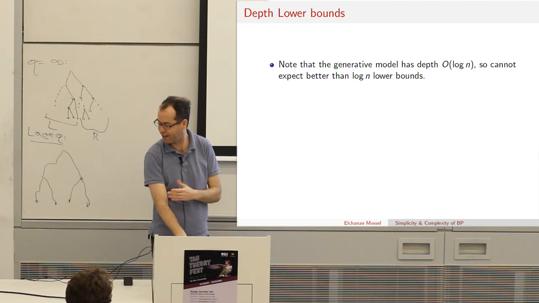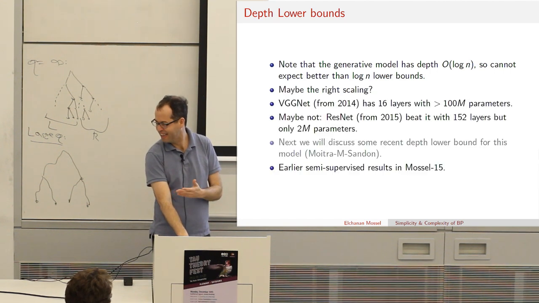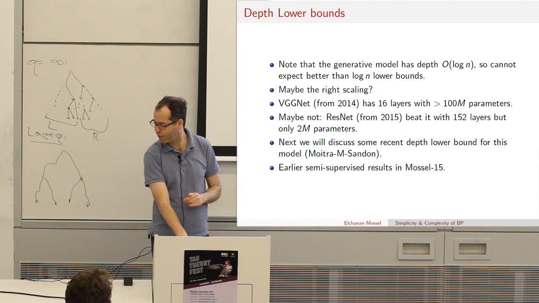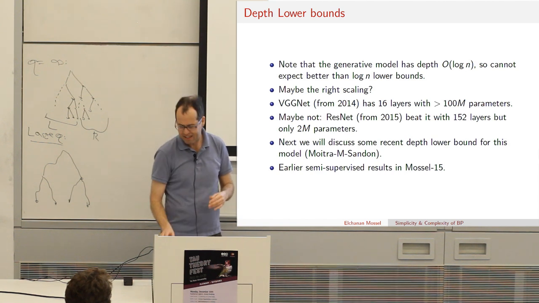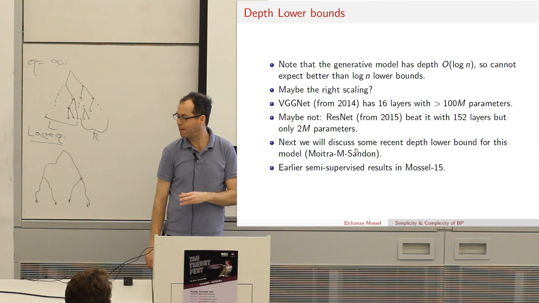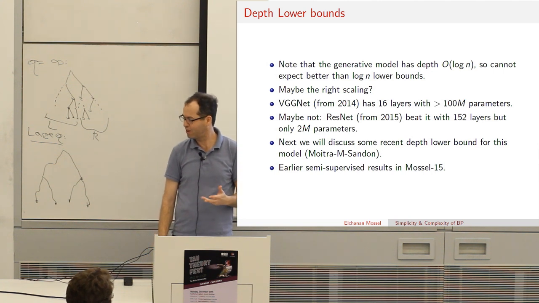Obviously, even this is very hard if we know computational complexity. And okay, these are some sizes of deep nets. They're becoming deeper and deeper. The main thing is that we are going to discuss some recent depth lower bounds for this model, which are joint work with Ankur Moitra and Colin Sandon.